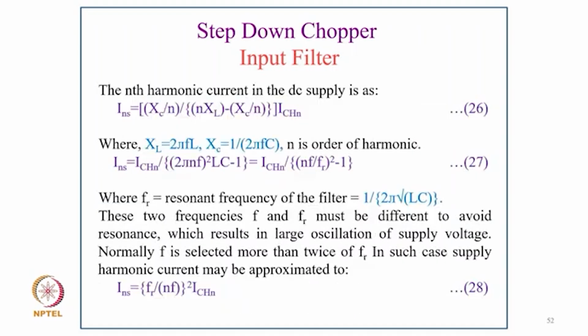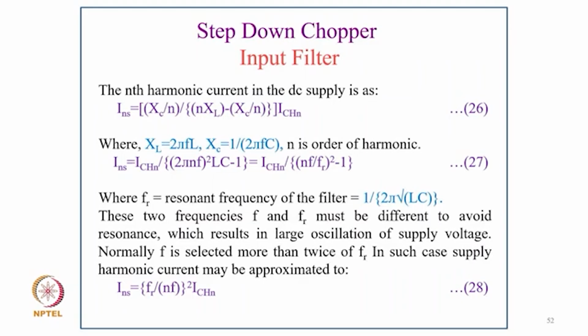So the nth harmonic in the DC supply is I_NS equal to in bracket XC upon N divided by N XL minus XC upon N into ICHN, where XL equals 2 pi FL, XC equals 1 upon 2 pi FC, and N is the order of harmonic. So I_NS equals ICHN divided by 4 pi square N square F square LC minus 1, or I_NS upon ICHN equals 1 upon in bracket NF upon FR square minus 1, where FR is the resonant frequency of the chopper, that's 1 upon 2 pi under root LC.